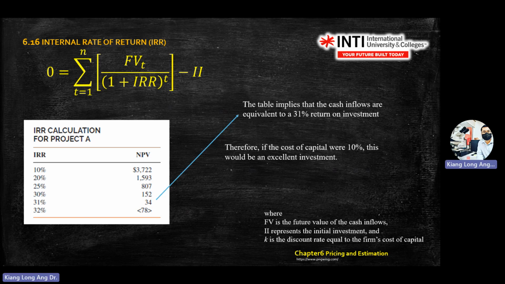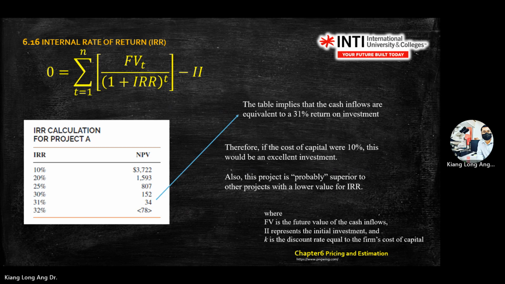So therefore, if the cost of capital were 10%, this would be an excellent investment. This just tells you that the return is good if it's 10%. Okay. So if you increase the K value, then the NPV will drop until 0.